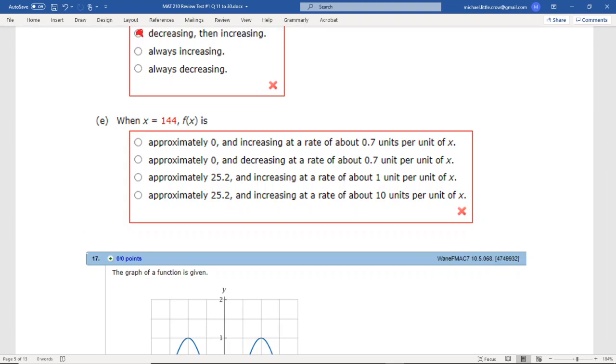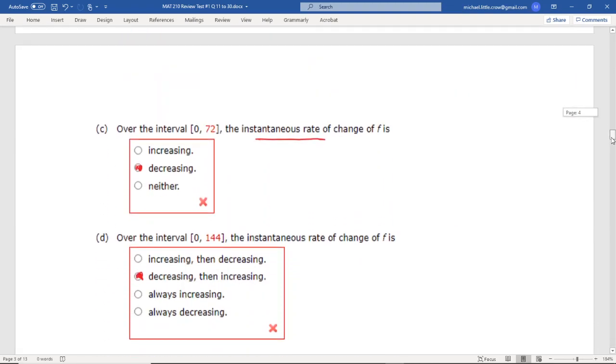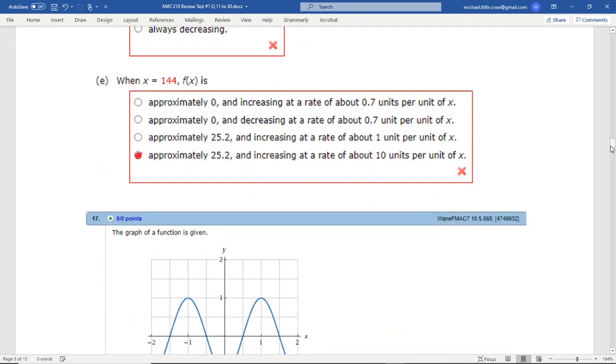So is it really steep, or is it going up about 1? Increasing at a rate of about 10 units per x. Oops, I don't know, that's maybe too steep. Let's see. So it's going here. I would say it's about 1 to 1. Yeah, actually, I think so. I'm going to choose the one above it. It's not quite 10 to 1. 10 to 1 is so steep; a slope of about 1, not 10 to 1.